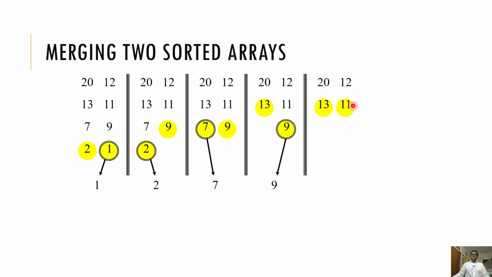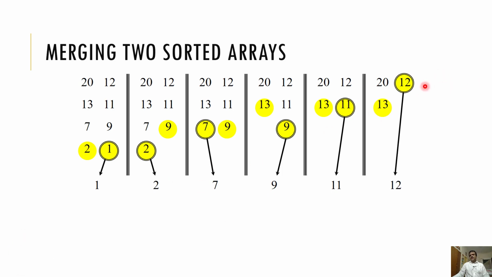point to the next minimum, 11, and we are doing this in the auxiliary array. Then we compare 9, 11 and 13, and 11 is the minimum, so we output 11 onto that auxiliary array. Then we point to 12 and 13, 12 is the minimum, so we output 12. Once one array is exhausted, we just output the remaining elements of the other array. So, we just copy 13 and 20 into the auxiliary array.